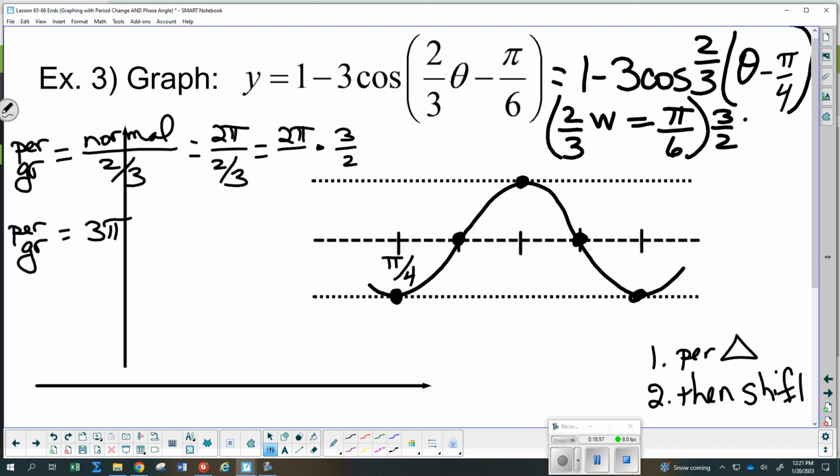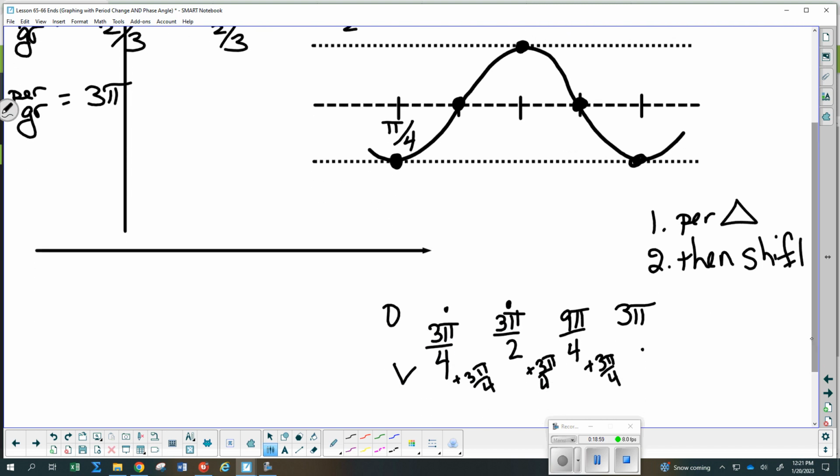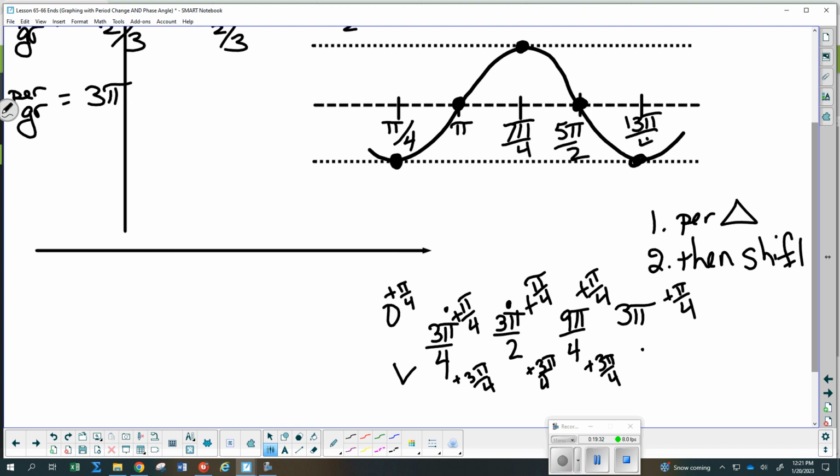We figure out the other 4 one of two ways. We can either say this one had to go to the right pi over 4, so this one goes to the right pi over 4 and is now at pi. This one goes to the right pi over 4 and is now 7 pi over 4. Did I do that one right? And this one goes to the right pi over 4. 10 pi over 4 is 5 pi over 2. And this one goes to the right pi over 4 and is now 13 pi over 4.